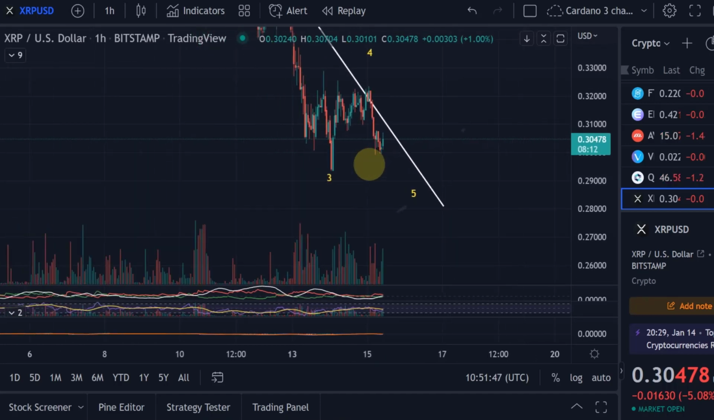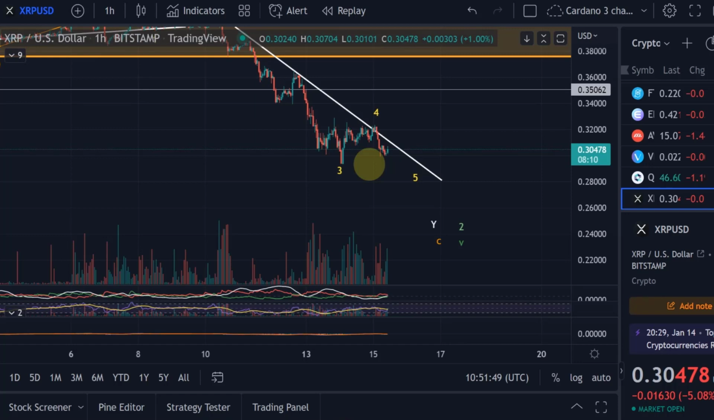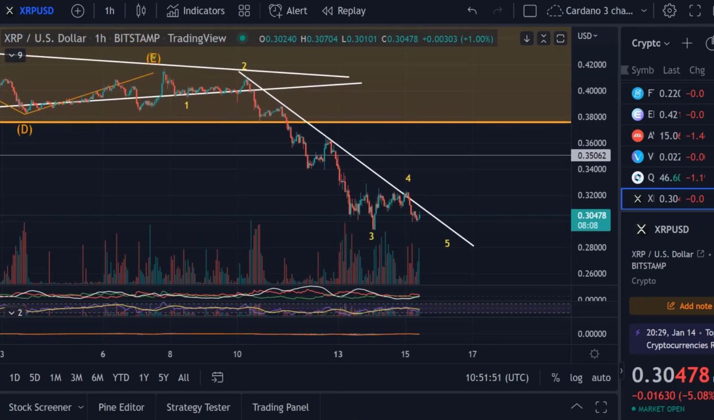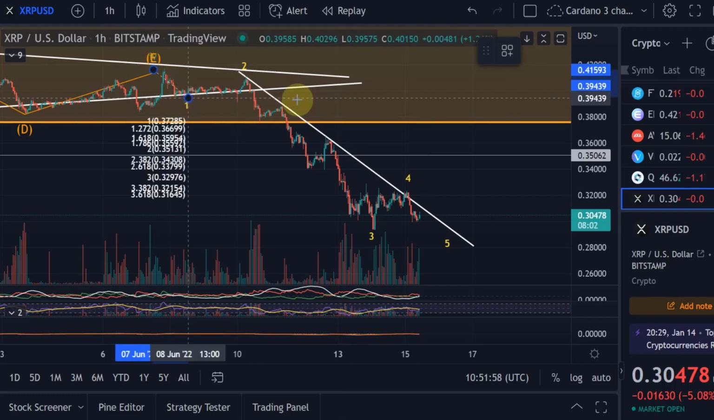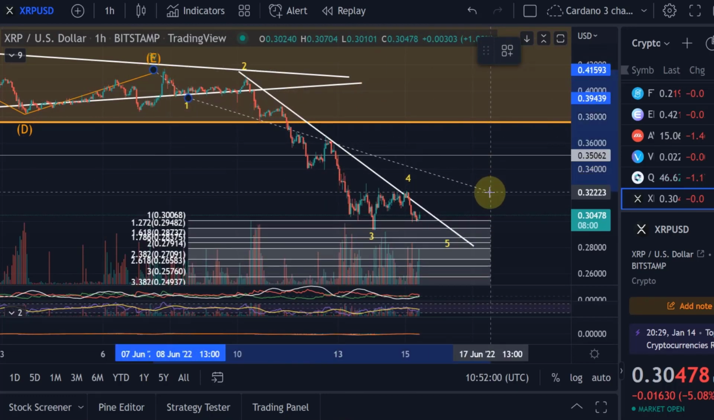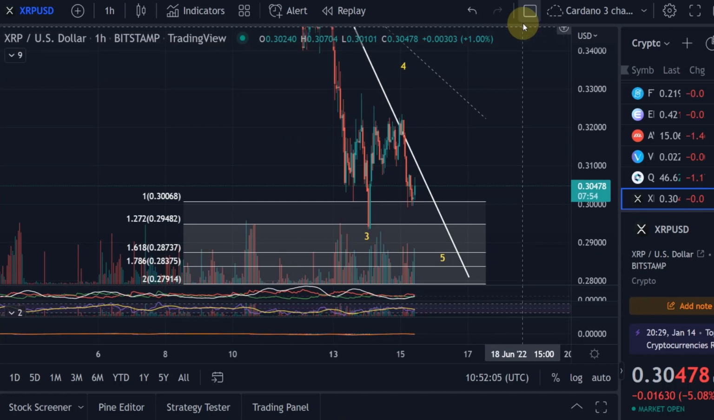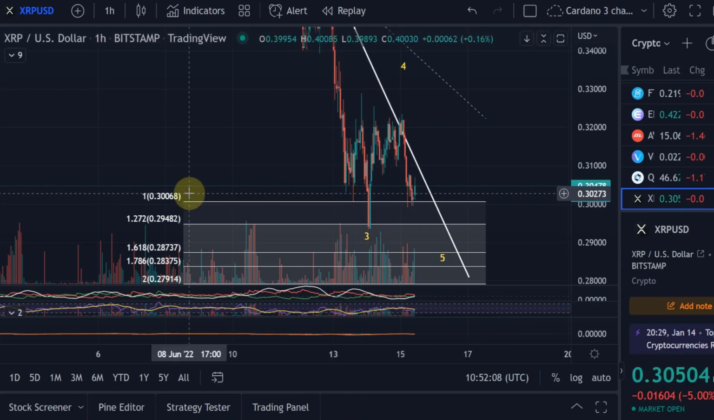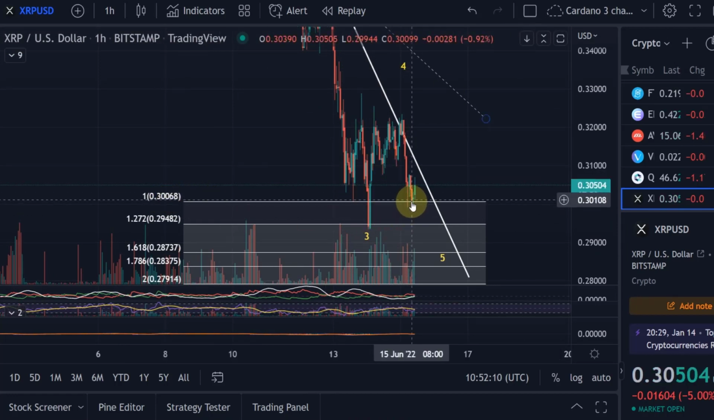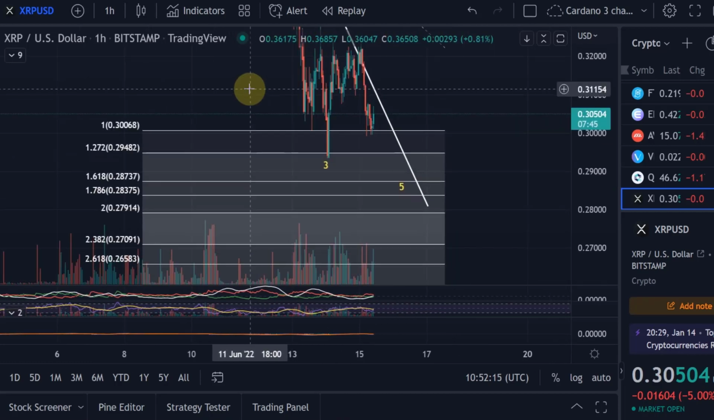The question is now, what are the price targets? One price target: if we take the length of the wave 1 and add it to the high of the wave 4, basically where wave 4 possibly ended, the first target would be the length of the wave 1, which is the 100% extension. Doesn't make sense, because to make this wave count work, we need a lower low compared to the wave 3.